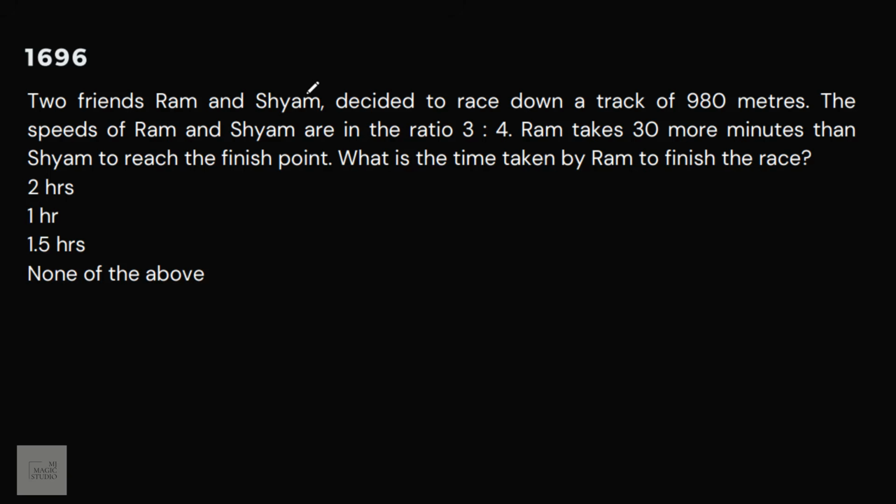Two friends, Ram and Shyam, decided to race down a track of 980 meters. The speed of Ram and Shyam is in the ratio of 3:4. Ram takes 30 more minutes than Shyam to reach the finishing point. So time taken by Ram to reach the finishing point is distance by his speed, minus time taken by Shyam, distance by his speed. Obviously Ram has taken 30 more minutes. Let it be in hours, that is 1 by 2.